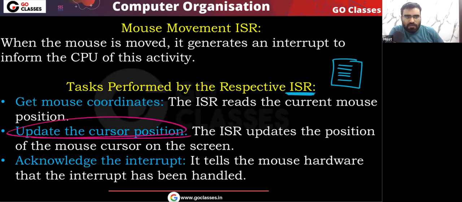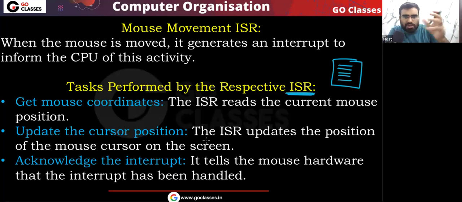Then what we will do? We will update this on the screen. Yes or no? Update the cursor position on the screen. So the ISR will update the position of mouse cursor on the screen. Then what we will do? We will tell the mouse hardware. We will tell the mouse controller. Mouse also has a controller. Yes or no? Mouse also has a mouse interface. So we will tell the mouse hardware that the interrupt has been handled. Okay, your interrupt has been serviced. So that's it. Is this point clear?